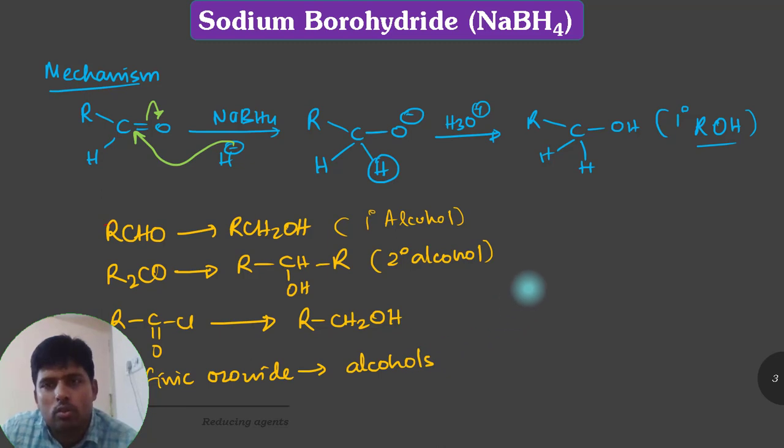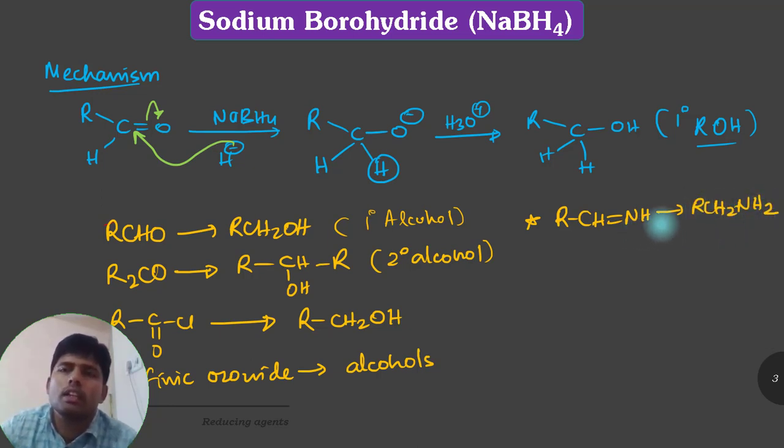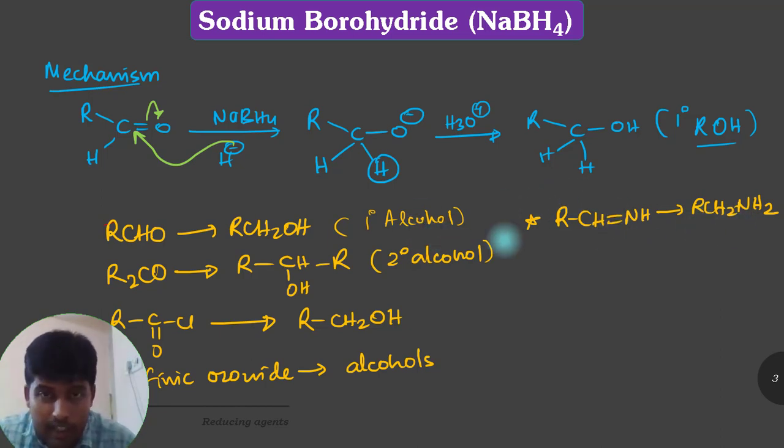Then we also see that it can reduce RCH double bond NH to RCH2NH2. I found this in a book, that if it is an imine, it will actually reduce it to amine, but it will not affect a nitrile, RC triple bond N. That will not be affected by the NaBH4.